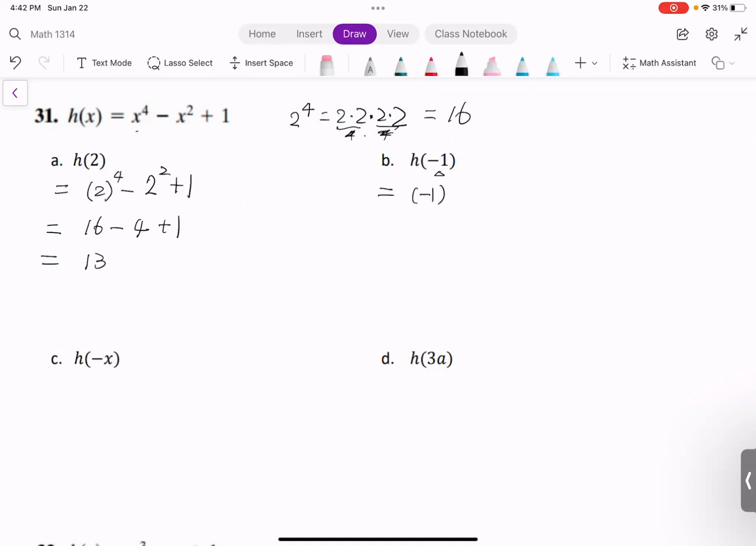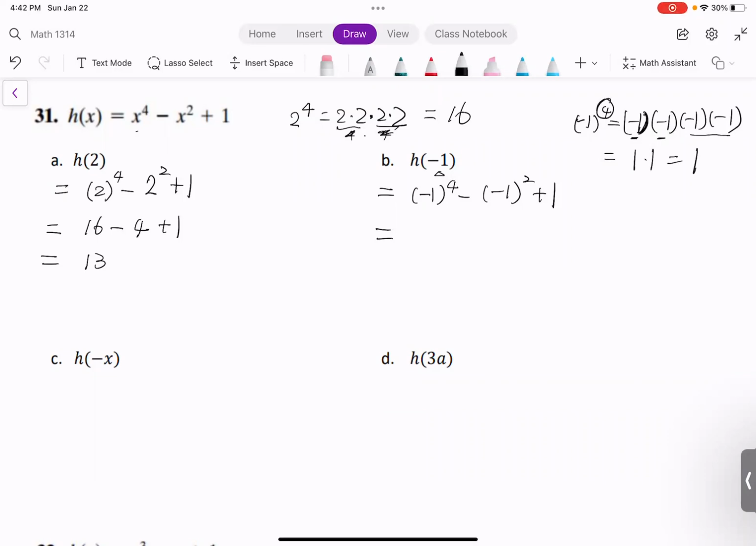So negative 1 to the fourth minus negative 1 squared plus 1. Let's see, what is that? Negative 1 to the fourth equals negative 1 times negative 1 times negative 1 times negative 1. So negative 1 times negative 1 is positive 1, because negative, negative, positive. And here, negative, negative, positive, positive 1. 1 times 1 is 1.